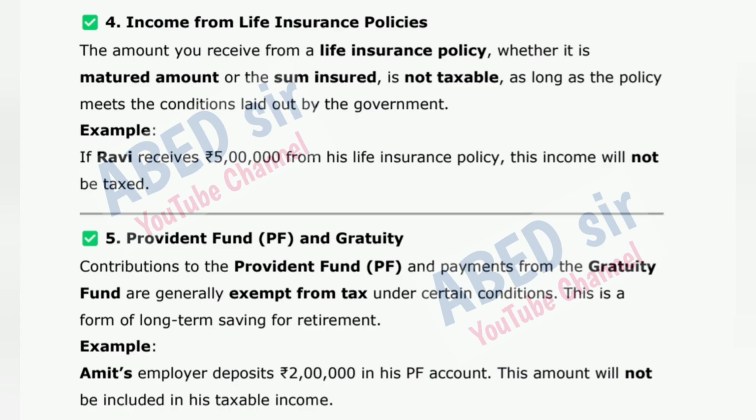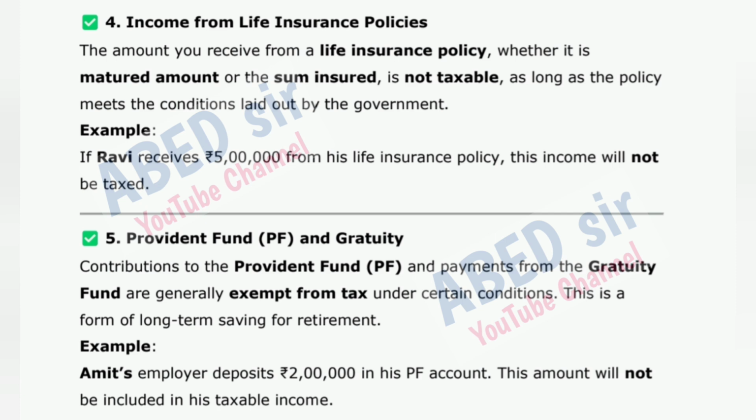The amount you receive from a life insurance policy, whether it is matured amount or the sum insured, is not taxable as long as the policy meets the conditions laid out by the government. Example: If Ravi receives 5 lakhs rupees from his life insurance policy, this income will not be taxed.